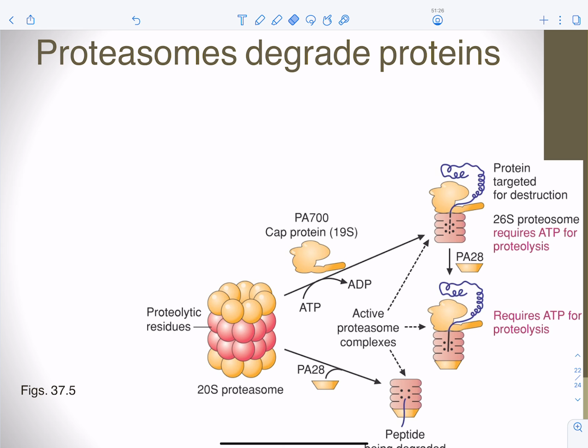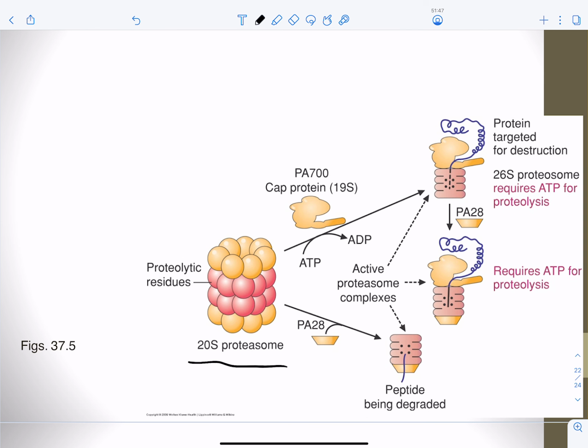Proteasomes are a very large complex. You're going to have ATP, which is going to be required to unfold the target. And then ubiquitin is eventually going to get released and be recycled. So you have your 20S proteasome, sort of barrel shaped, shown here. And then you have your cap protein, which is a 19S. So you have your barrel shape plus your cap protein plus your targeted protein for destruction. And this complex is the 26S proteasome, and this is going to need ATP.